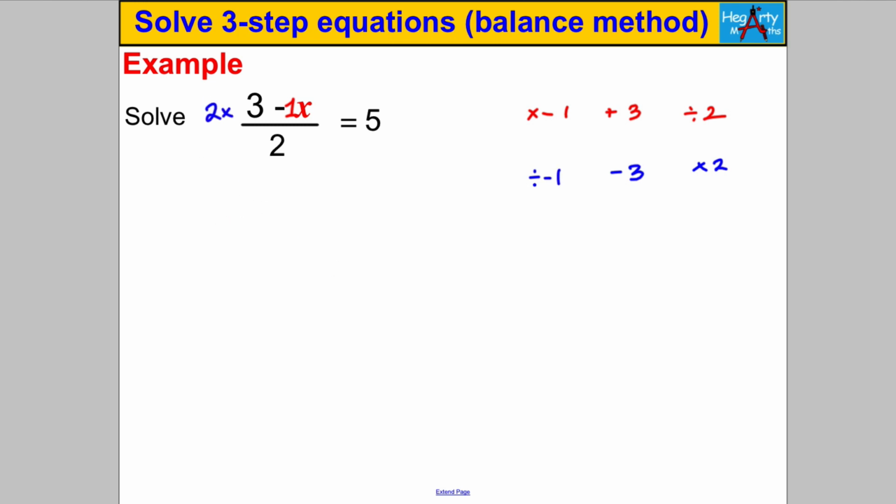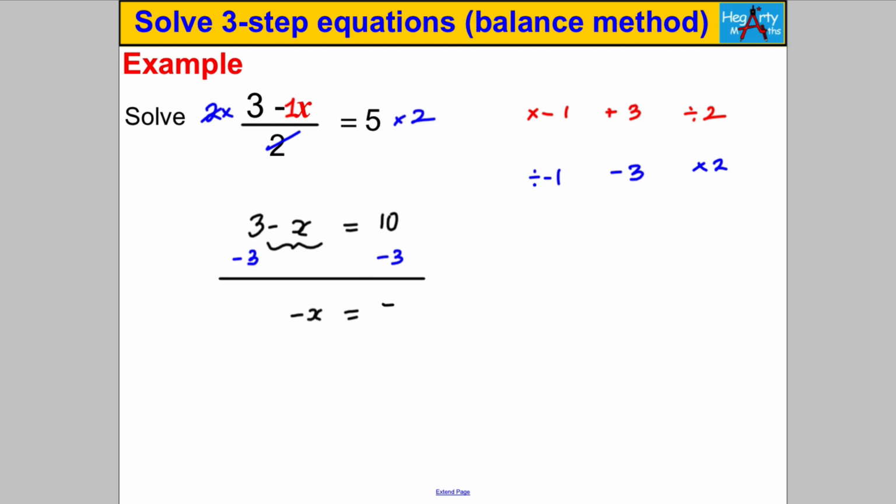Let's double both sides, and that obviously cancels the 2, and we're left with 3 subtract x is equal to 5 multiplied by 2 is 10. Now I'm going to subtract 3 off both sides, and what will I be left with? 3 take away 3 is 0. I purposely did that. I'm not just going to have x, I have negative x. Be careful there. Negative x is equal to 10 subtract 3, which is 7.